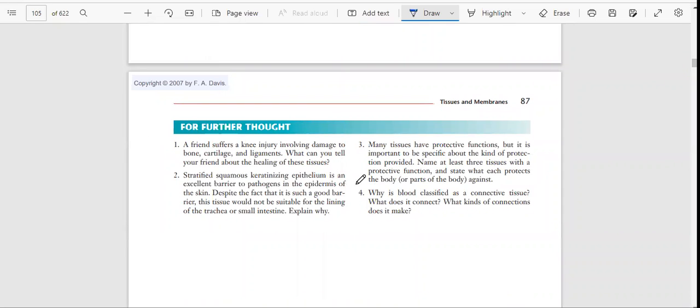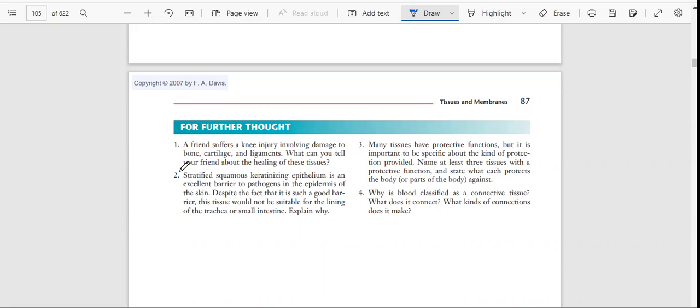Here we have one thought which I will ask you. A friend suffers a knee injury involving damage to bone, cartilage, and ligament. What can you tell your friend about the healing of the tissue? Okay, so one of your friends came to your clinic or came to your house. He asked you that I had an accident 15 days or 20 days back. I got the treatment, but now I have a bandage on that area.